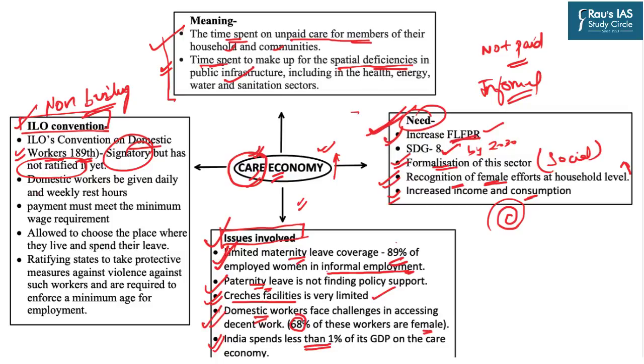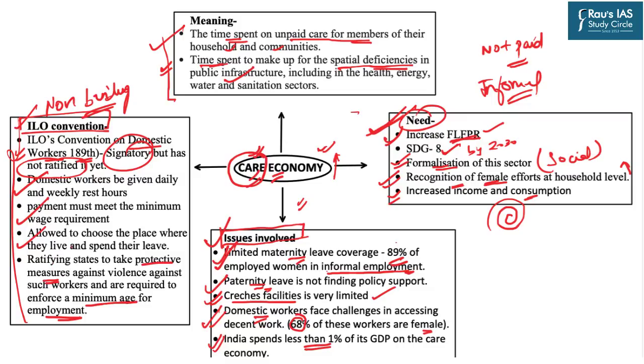First, domestic workers must be given daily and weekly rest hours. Payment must meet the minimum wage requirements. They must be given the right to choose the place where they live and spend their leave. And the states are required to take protective measures against violence against such persons and to enforce a minimum age for employment. So all these provisions are basically in order to protect workers' rights and, more importantly, human rights.